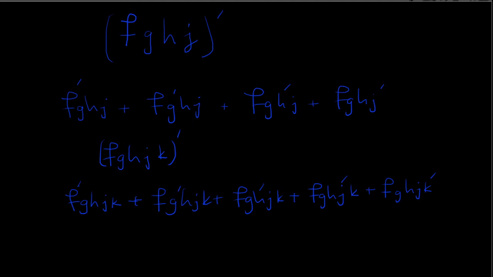The pattern continues like this for more than 5 functions. So it's a very nice way of simplifying the product rule for any function being multiplied, as many functions as you want to be multiplied. So let's look at a couple examples.